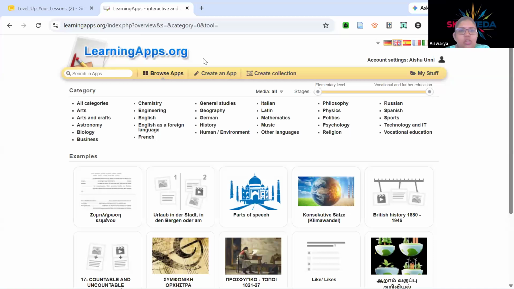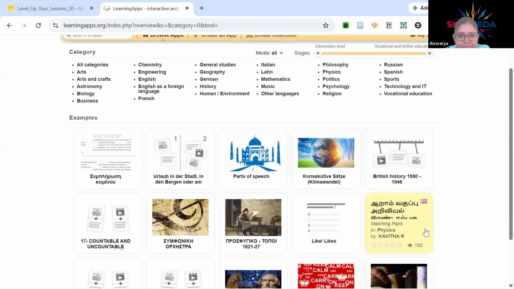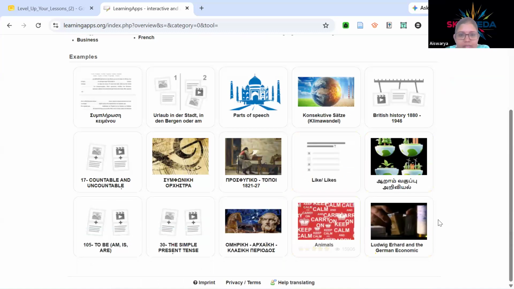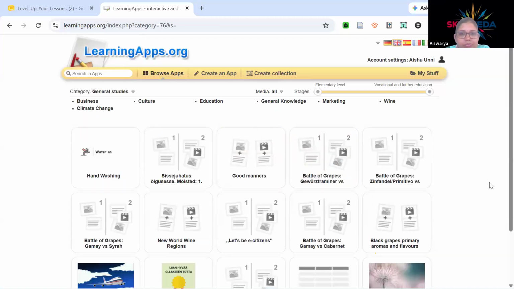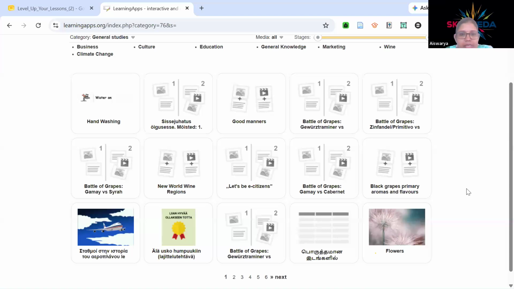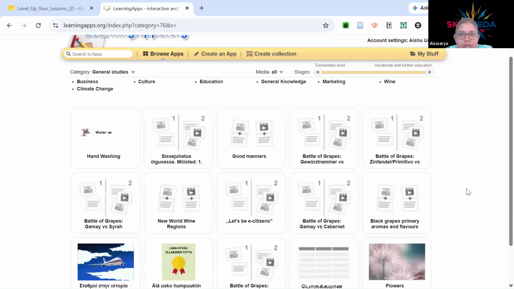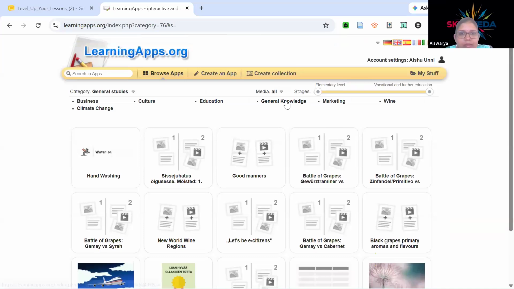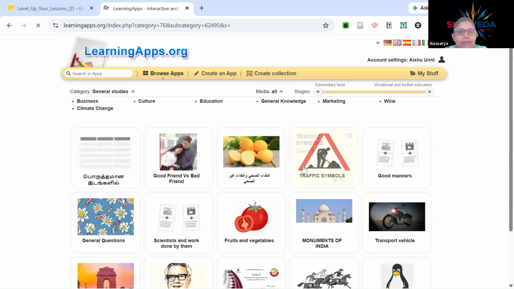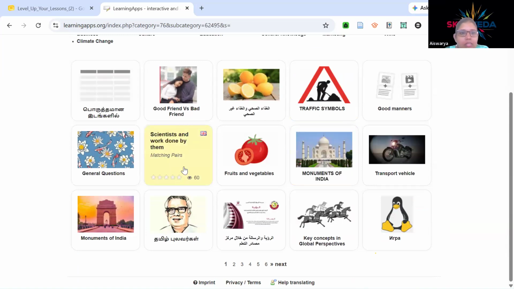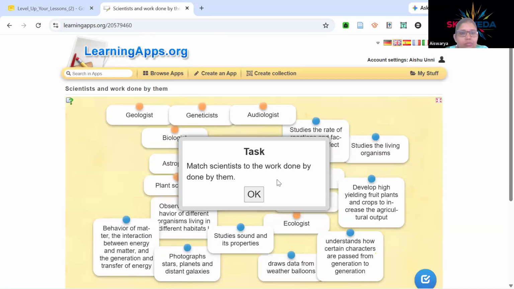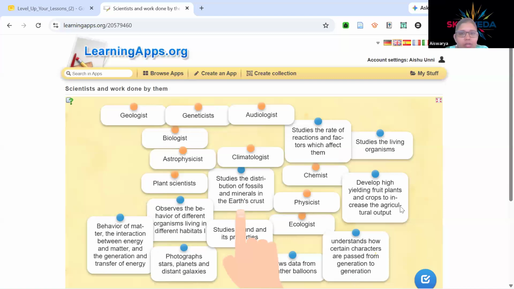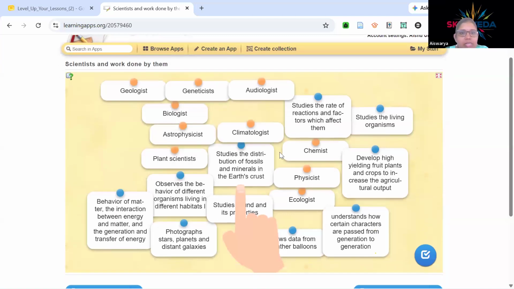But this is not just for English. There will be different languages as well. So let's take one for science this time. I am taking general studies, and we will see something like a timeline, maybe. Scientists and their works done by them. Okay, this is like matching. You have to match.